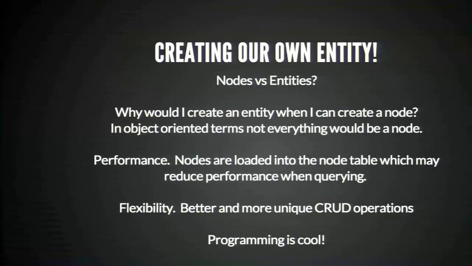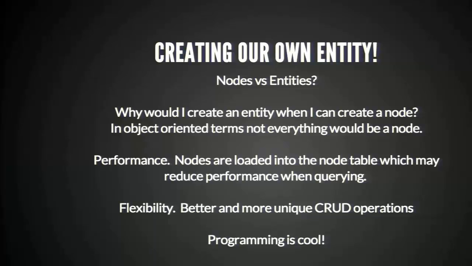All right, next up. So creating our own entity. Why would we want to create our own entity when the content type and content construction is so easy, right? If you look at it in object-oriented terms, not everything is a node. If you diagrammed all your content types that you're going to use on a website in object-oriented terms, everything's extending from the node class, and that's not necessarily correct because everything's not a node.